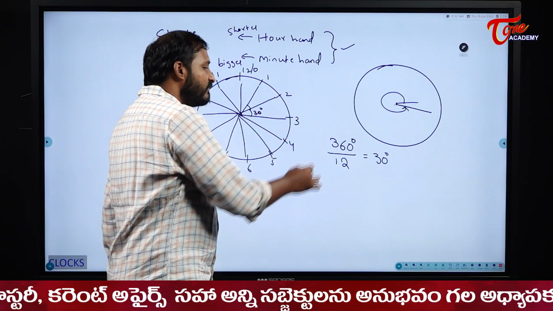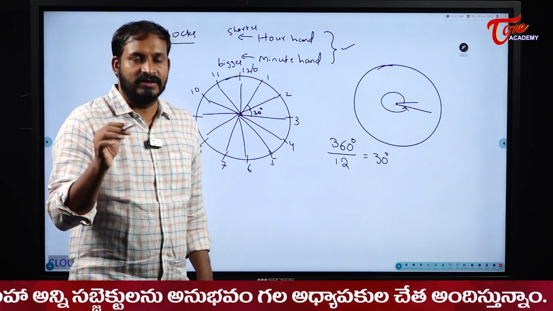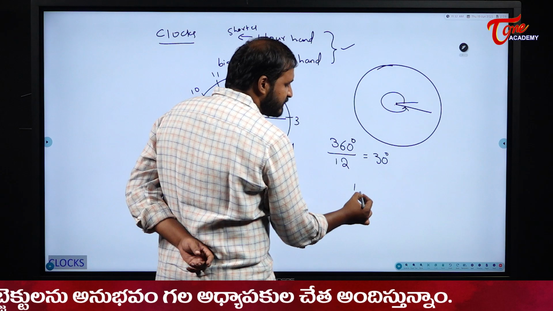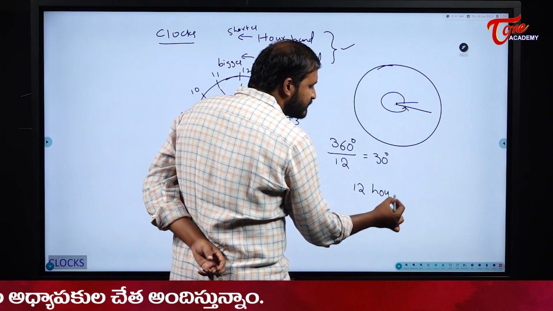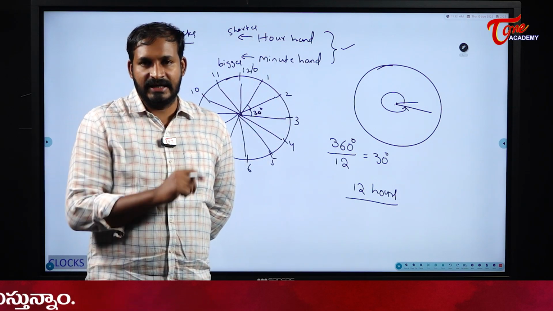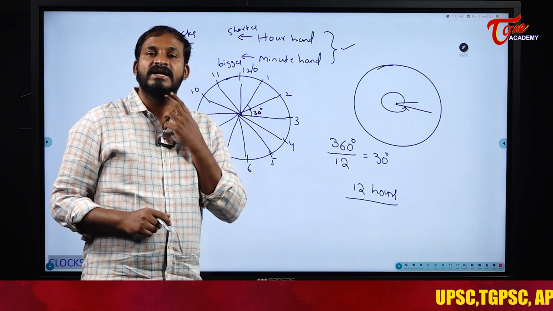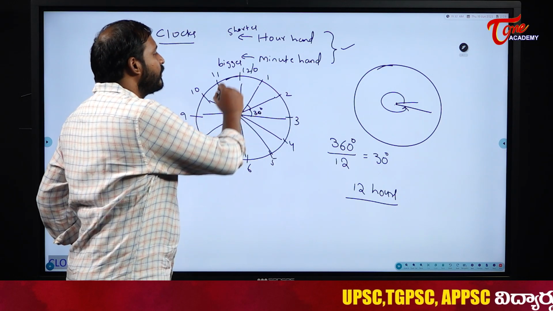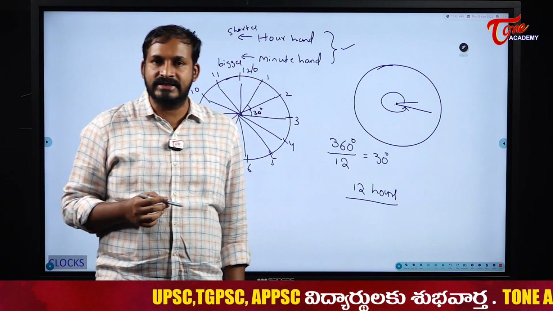Now, please see here. What are these 12? Hours. So that means each partition is equal to what? 1 hour. So total 360 degrees was divided into 12 hours. So each hour is equal to how many degrees? 30 degrees. That means in 1 hour, the hour hand will travel what distance, students? 30 degrees.